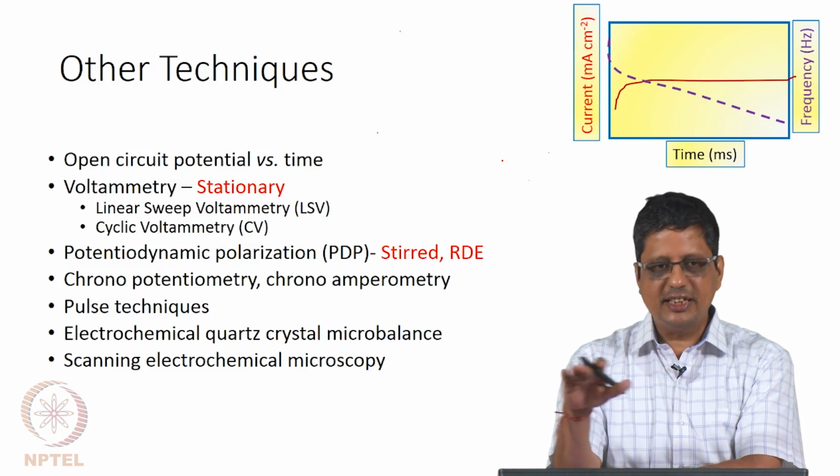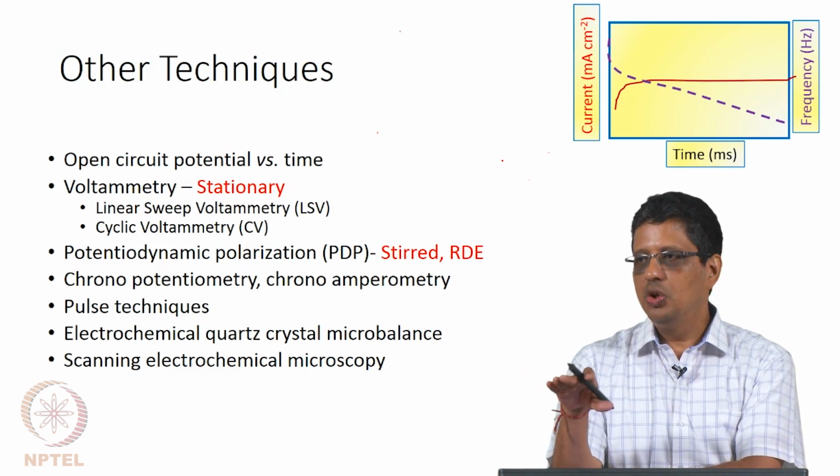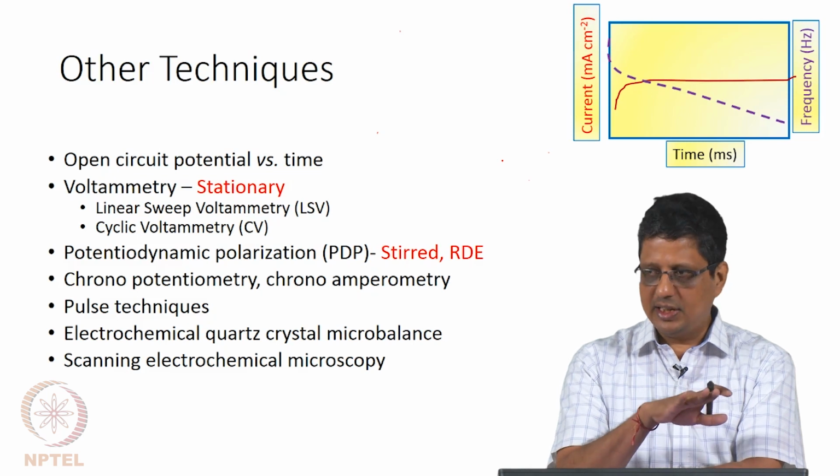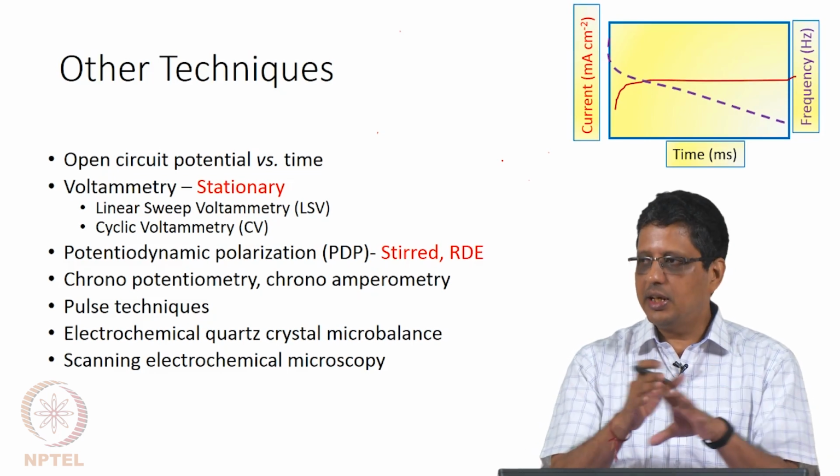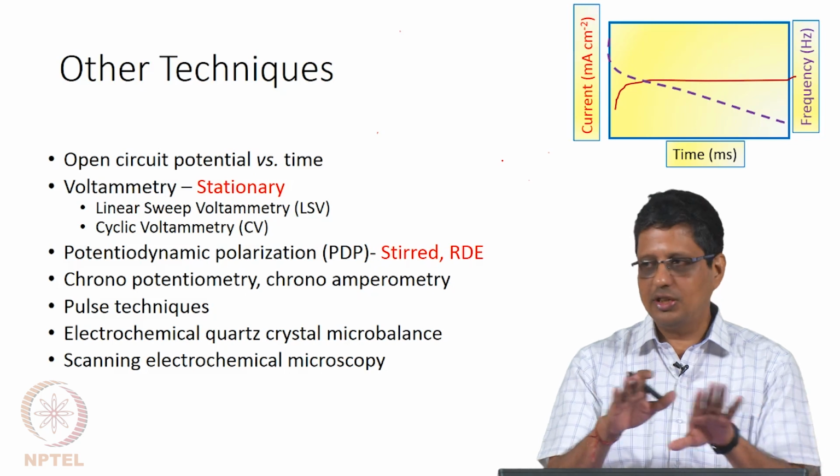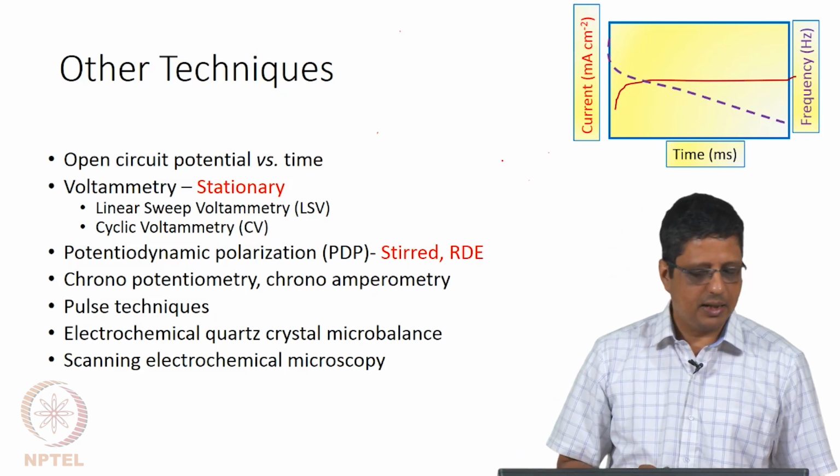So, if there is a surface heterogeneity, you can find that. If you have an alloy, you can see whether there are like metal clusters or it is really completely alloyed and it is more or less homogeneous. Okay. That is one example of how you can use it.